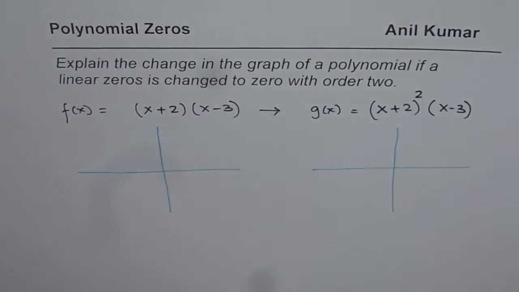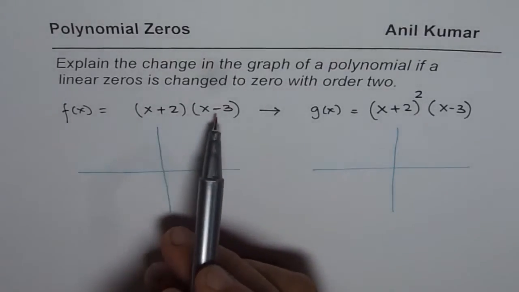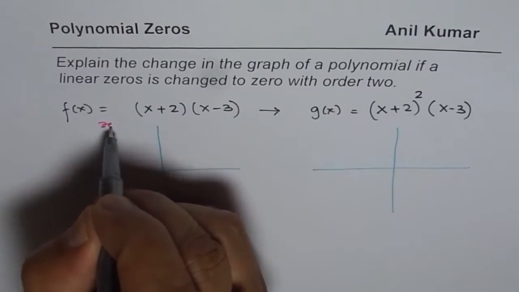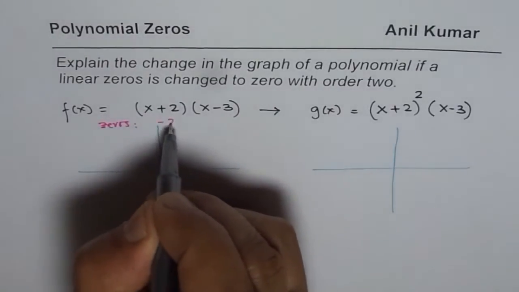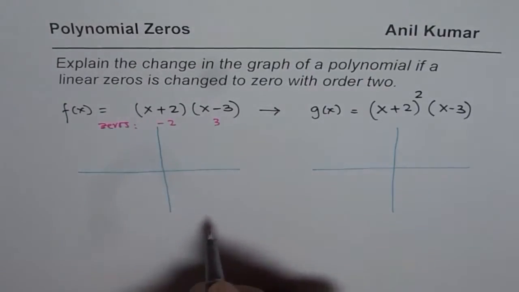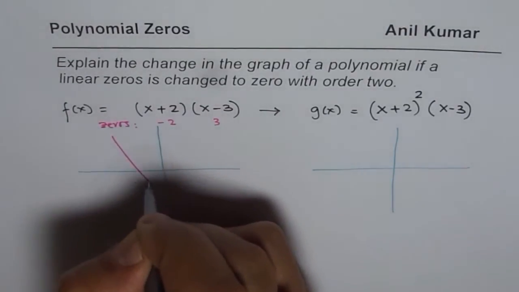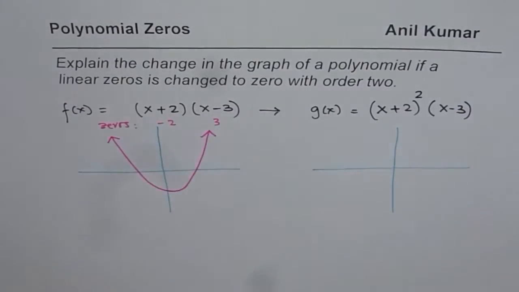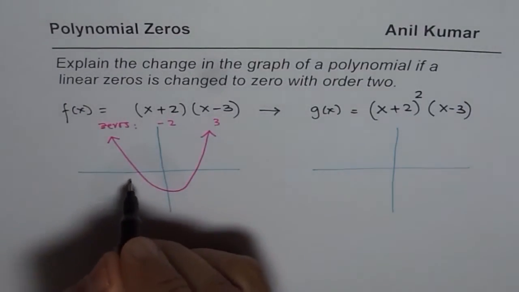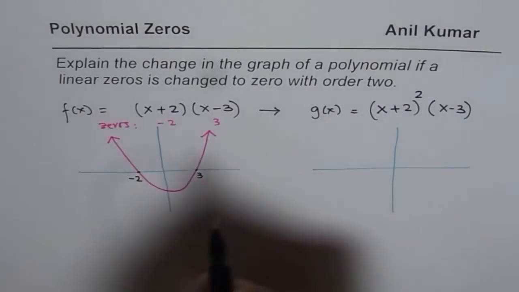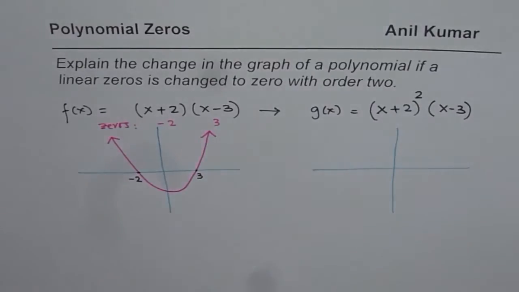Now, the first one here is a parabola with two zeros. So let me write the zeros here. The zeros are at minus 2 and 3, correct? It is opening upwards. So approximately, let me sketch one kind of like this. So this is the parabola with the two zeros, one at minus 2, the other one at 3. Both are linear, so we'll just go like this.